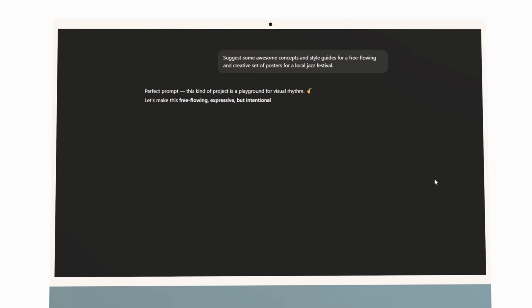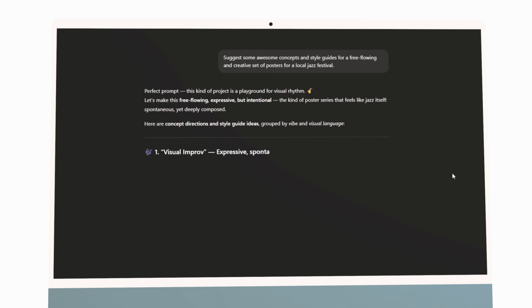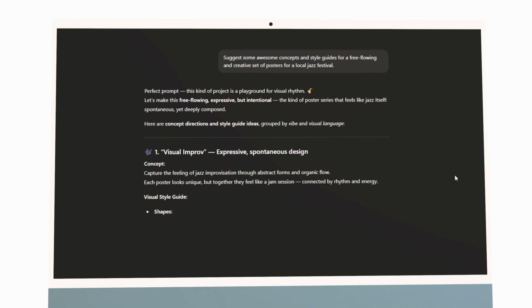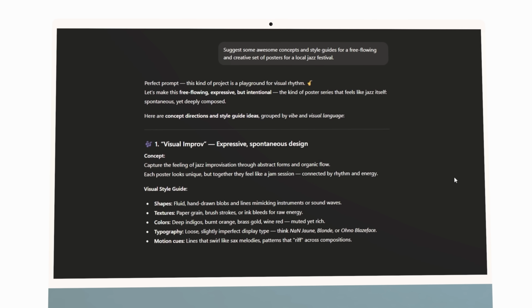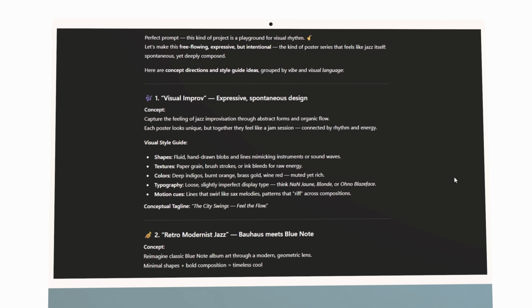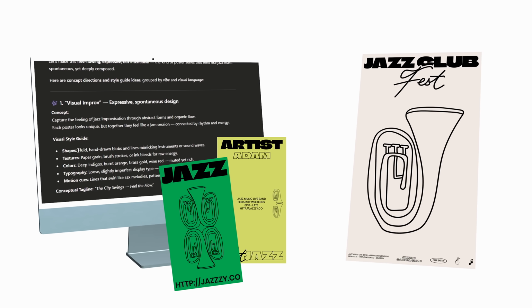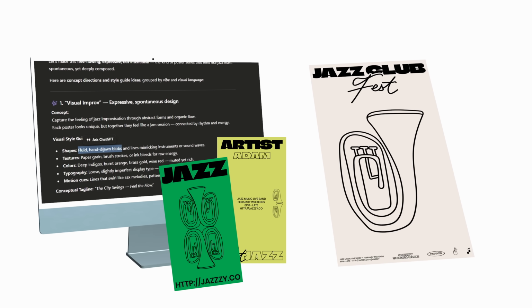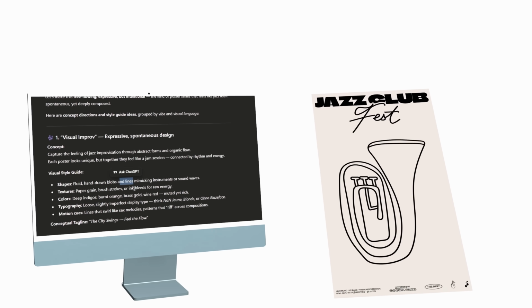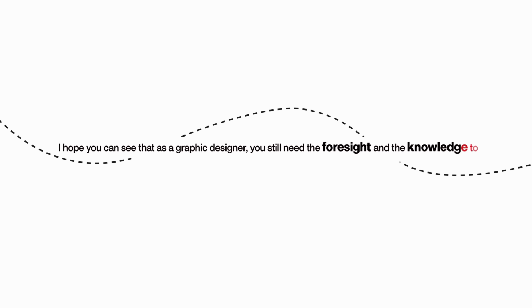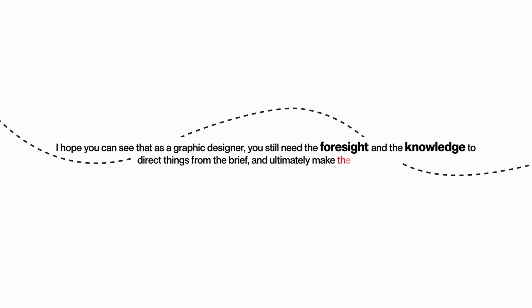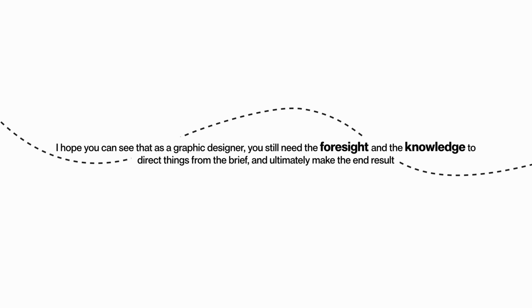Instantly, you've got visual cues, possible colors, shapes, abstract directions. And you're not copying here at all. You're extracting possible themes and ideas, sort of like a think tank or design agency would. Then you pull those ideas and do your own special thing with them. You create something original. I hope you can see that as a graphic designer, you still need the foresight and the knowledge to direct things here from the brief and ultimately make the end result. You're still the designer, and now your creative brain is running anime style over mountains.